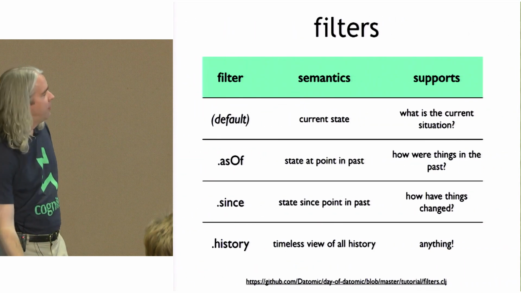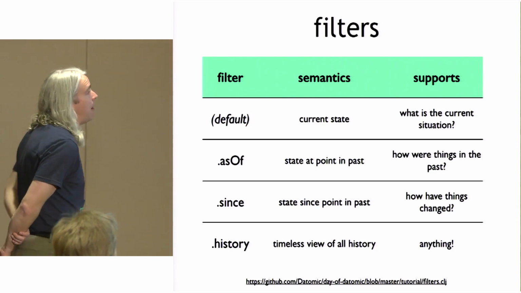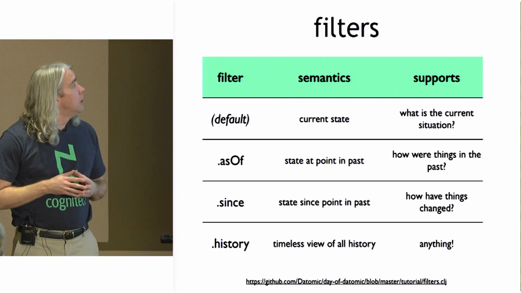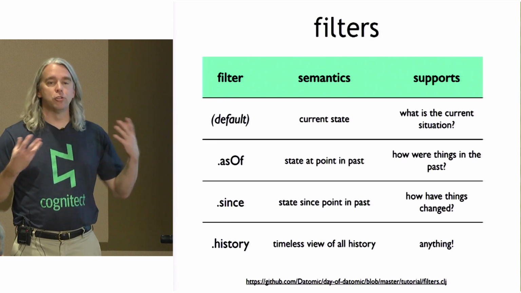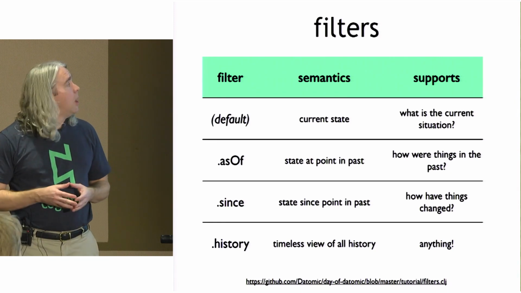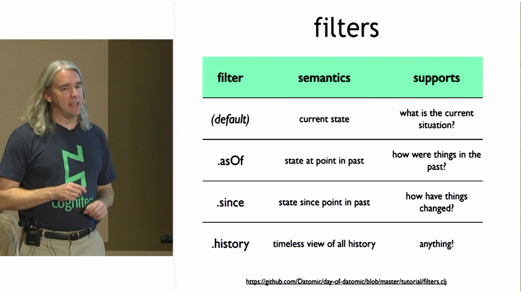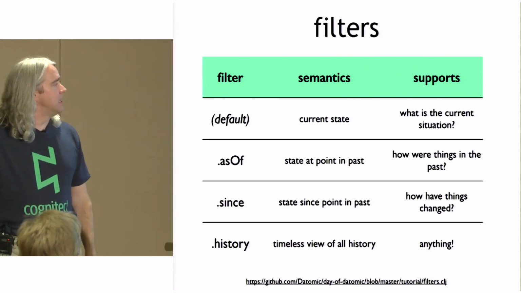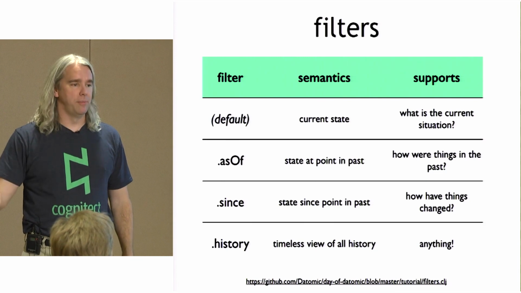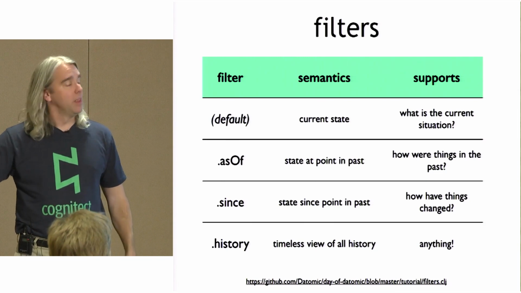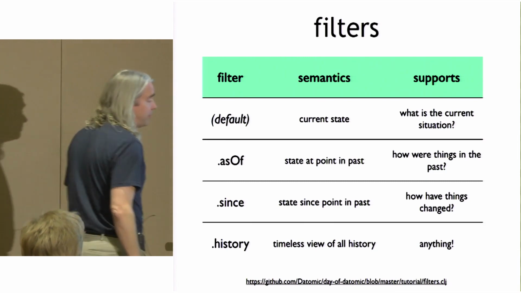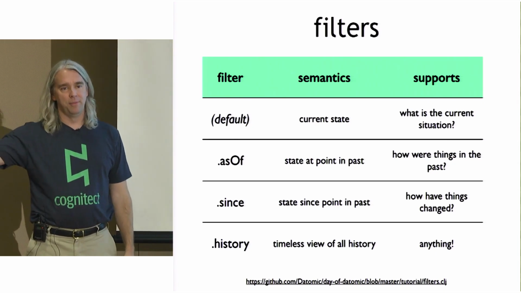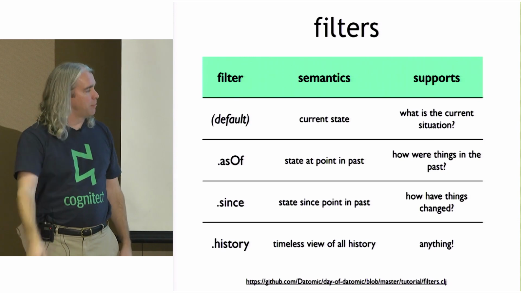The easy stuff is using the filters. By default, if you just grab a database from a Datomic connection, you get the current state, what's true right now. If you call .asOf on that database, it applies a filter that says, show me the state as of some point in the past, inclusive. Right? Up to and including some point in time. If you say .since, then that says, give me the state since some point in the past, exclusive. So leave out everything up to and including some point in time.